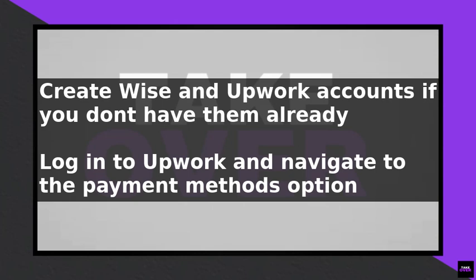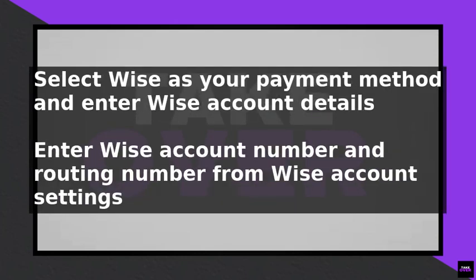Once you have both accounts, log into your Upwork account and navigate to the Settings menu, where you can find the Payment Methods option. Click on this option to view the available payment methods, and then click on Add Payment Method. You will see a list of available payment methods, including Wise. Select Wise as your payment method and you will be prompted to enter your Wise account details.